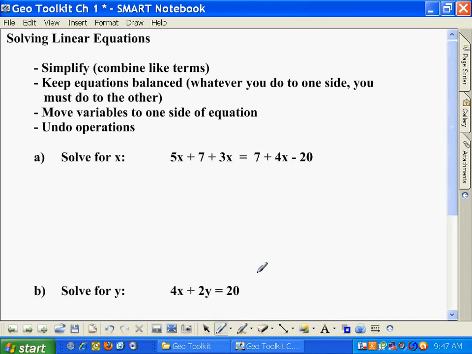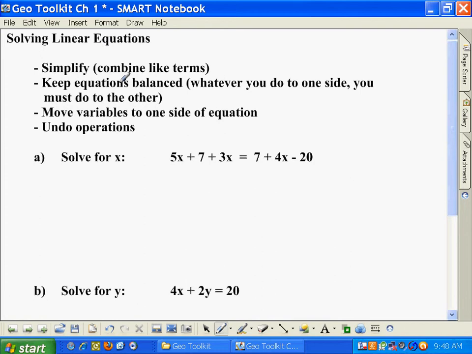Our next topic will be solving linear equations, and as you first look at this, you might think to yourself, wait a minute, this is algebra. What is this doing in a geometry course? Well, being able to solve equations is a very important skill that will help you be successful in geometry as well. So let's just review a few basics here.